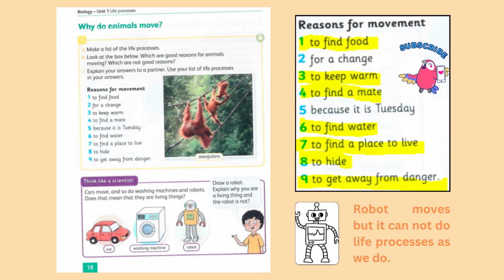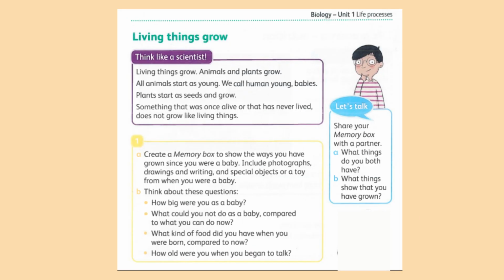So you have to write the reason as well, because all these things, car, washing machine, and robot, they are moving, but they are not living thing. You have to write a reason. For example, robot moves but it cannot do life processes as we do. Now we are going to discuss second life process, that is growth. Living things grow. Think like a scientist.